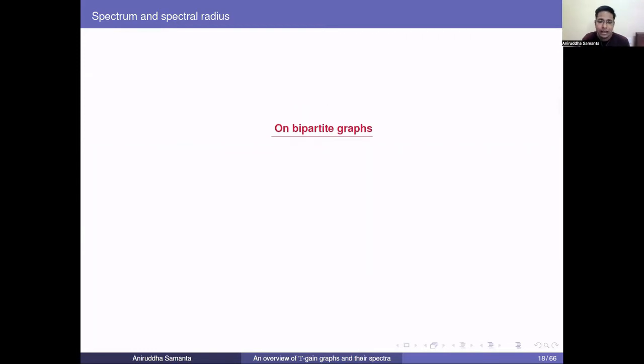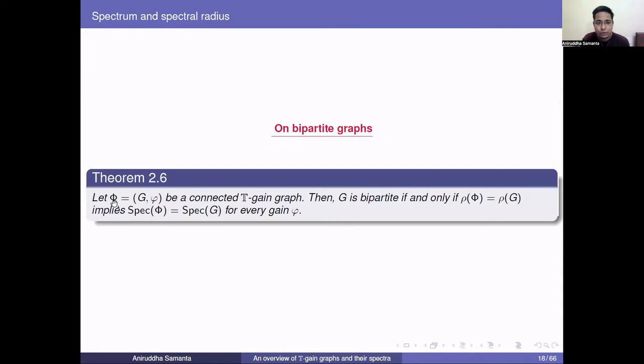Well, another result. Let phi be a connected T-gain graph. G is bipartite if and only if equality of spectral radius implies equality of spectrum with its underlying graph G for every T-gain graph phi.